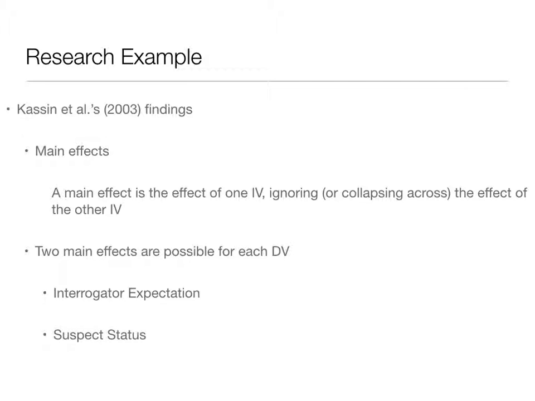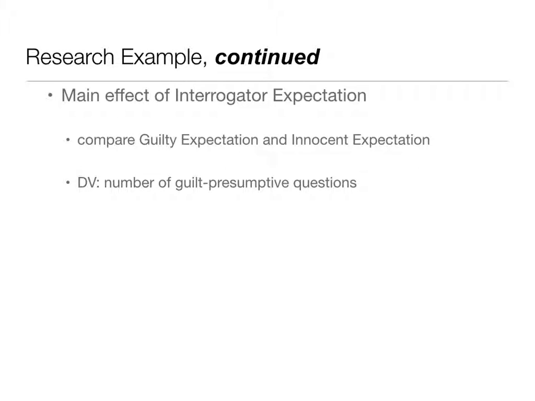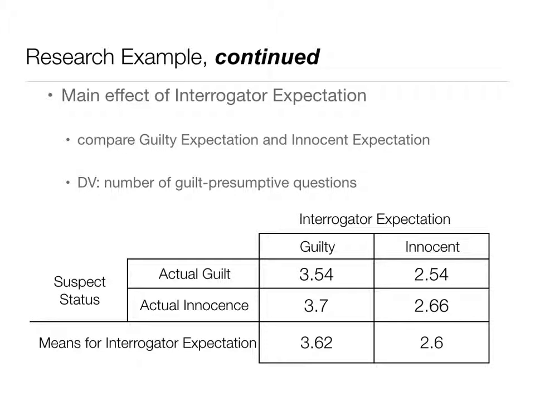But for each independent variable, you can have a main effect for each one of them. So to look at the main effect of interrogator expectation, we're going to compare the guilty level and the innocent level, okay? And the dependent variable we're looking at here is the number of guilt presumptive questions. Okay, and remember how we did this is we collapsed across suspect status. So the numbers at the top, 3.54, 2.54, 3.7, 2.66 is the actual data of the number of guilt presumptive questions that were asked. But we're wanting to look at interrogator expectation all by itself.